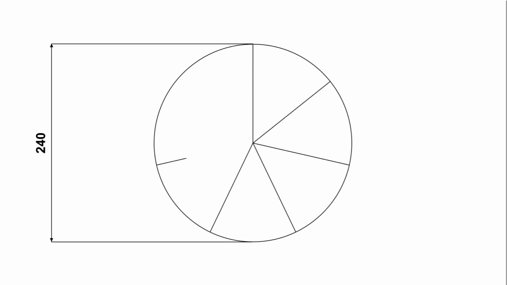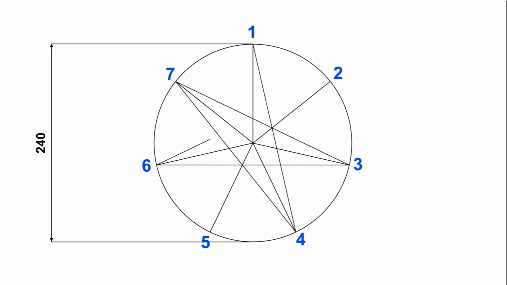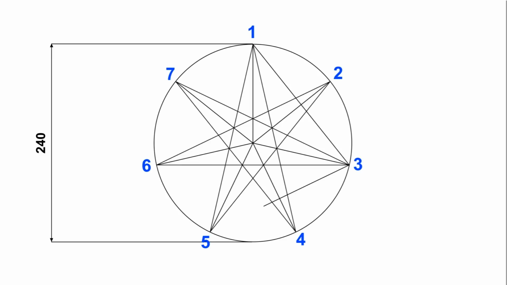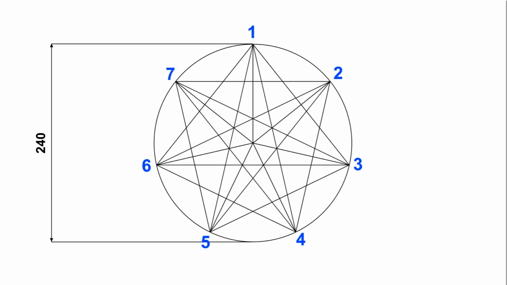We start by drawing a circle with a 120-meter radius and divide its circumference into 7 equal parts. We mark the apexes from 1 to 7 and join them all to form a geometric grid of a 7-pointed star, a matrix of a heptagon.